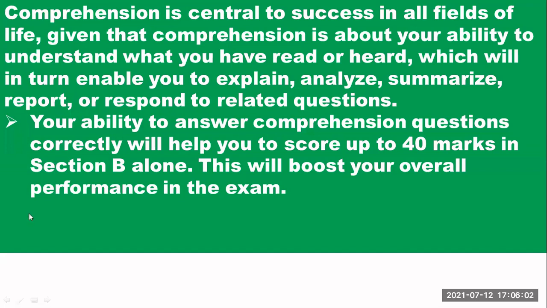Now, your ability to answer comprehension questions correctly will help you to score up to 40 marks in section B alone, as I already showed you, and this will boost your overall performance in the exam.